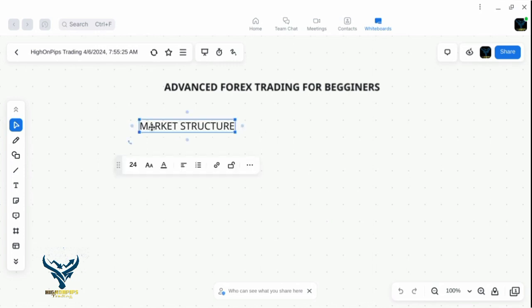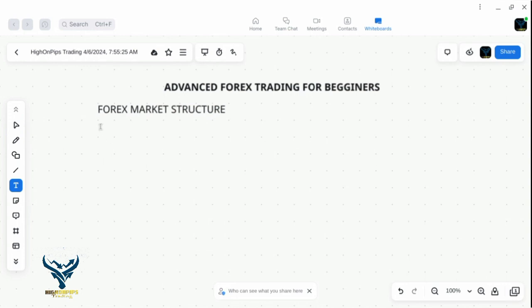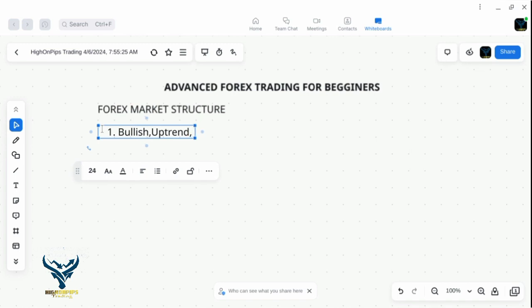We have got three market structures, guys. The first structure is a bullish market structure. Some call it an uptrend. There are so many names to call it. Some call it a buying trend. There are a lot of names for this.